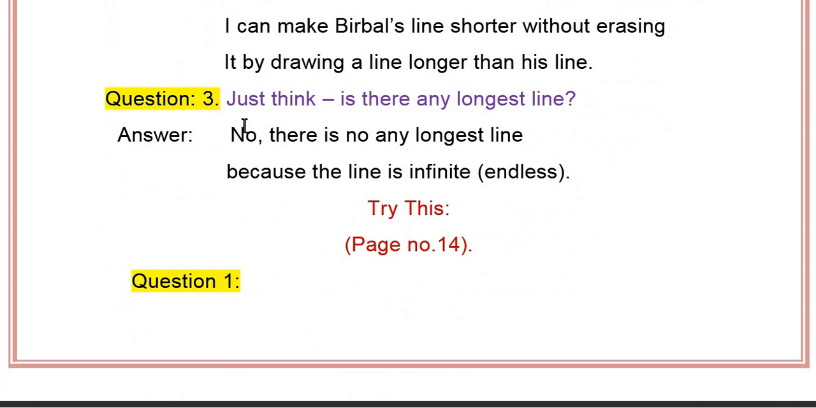Question 3. Just think, is there any longest line? Answer, no, there is no longest line because the line is infinite. Infinite means endless. The line extends on both sides, left side and right side, and there is no end point.